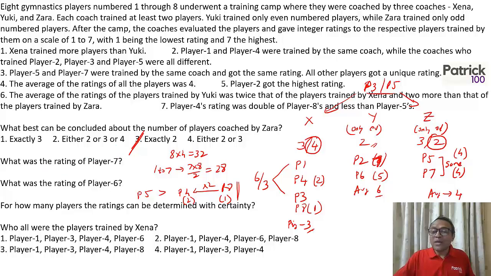What was the rating of player 7? Which is 4, right? What was the rating of player 6? Which is 5, right? For how many players can the rating be determined with certainty? Out of 8 players, I can't find it for P1 and P3. The remaining 6 players I can find out. So 6. Who were the players trained by Zena? P1, P3, P4 and P8, which is the third option. So you get all the answers.